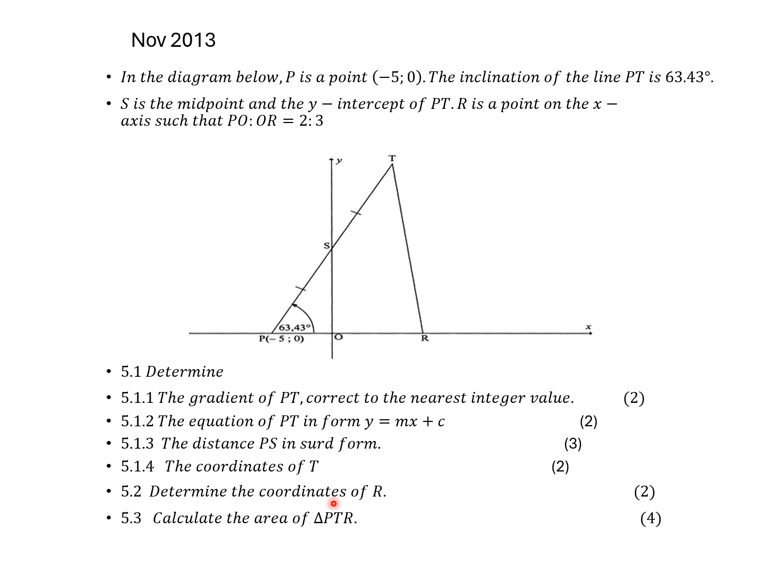Then they want us to get the coordinates of R, so for the coordinates of R we're going to use that ratio. And then calculating the area of triangle PTR. Look, we don't have a 90 degree angle, so we're going to use the area rule.